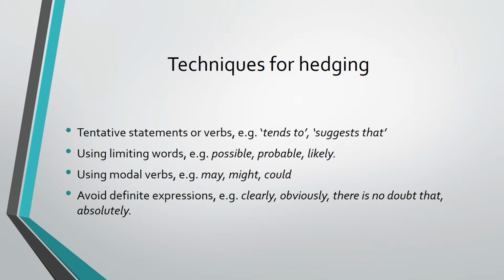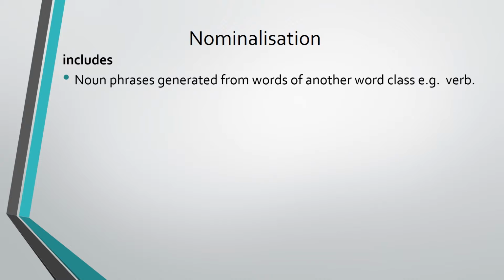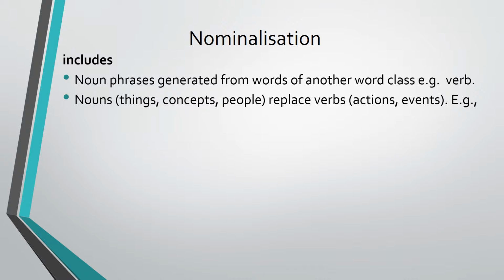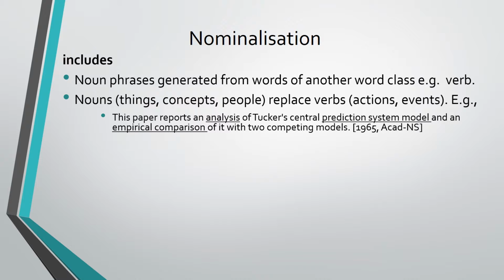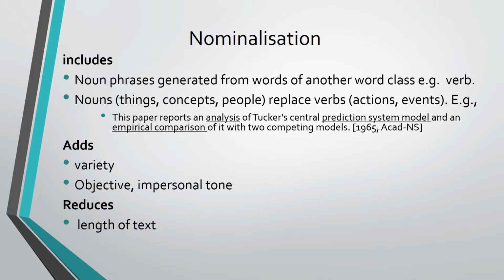The next important feature of scientific writing is nominalization. Nominalization is the use of a noun phrase generated from words of another word class, usually a verb. In this process, nouns, things, concepts or people replace verbs, actions or events. This technique helps you to create variety in your writing, convey an objective, impersonal tone, reduce the length of your text, make your writing more abstract and formal.